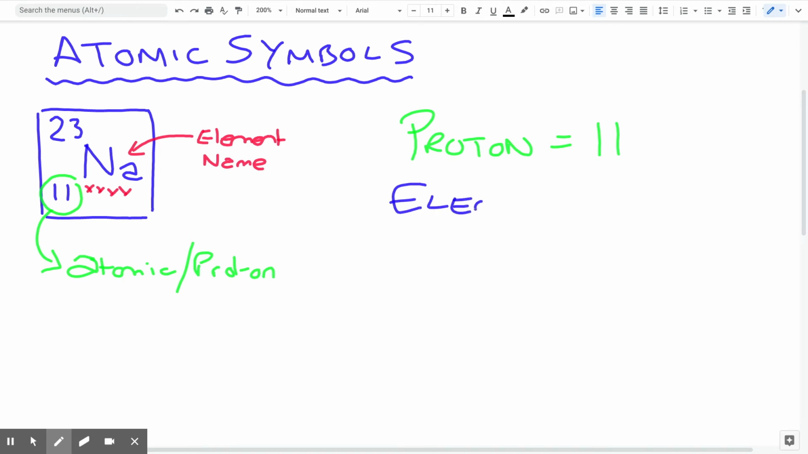And within an atom of sodium, and indeed within any atom, when it is in its neutral state, we have the same number of electrons as protons. So they're both defined by the proton number. However, we don't call the bottom number the electron number. It is by definition called the atomic or proton number. That then leaves us with the final number, which is the mass number of the atom.